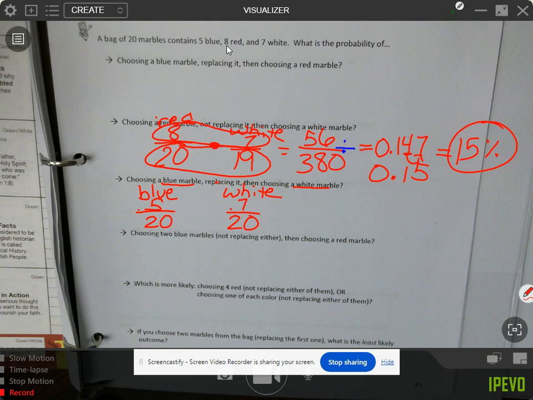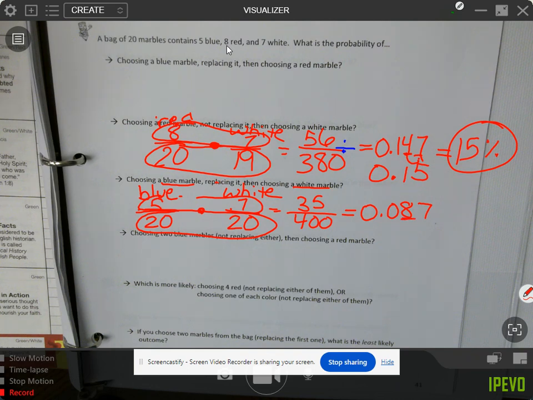What's my second step, Lilia? I multiply across. So 5 times 7 is 35, and 20 times 20 is 400. What decimal do I get? 0.087.